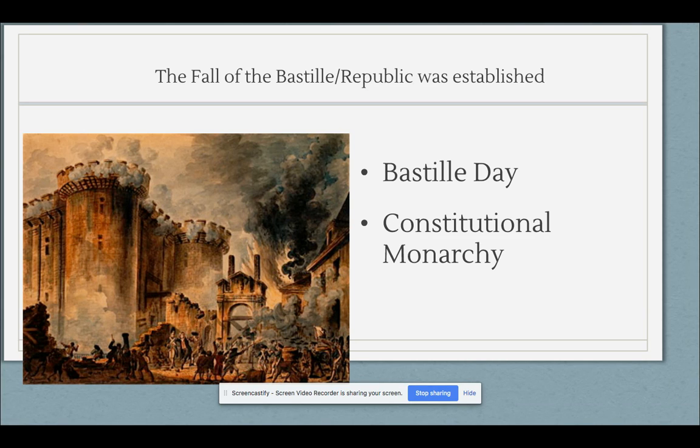The Bastille was a prison in Paris, right? And in many ways, people felt like it symbolized the injustices of the monarchy. The Bastille also had a good amount of weapons. So July 14, 1789, the mob storms the Bastille, and they take over the government as well, right?